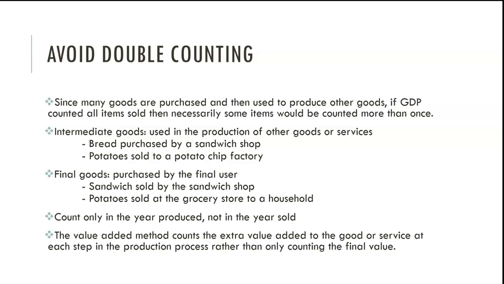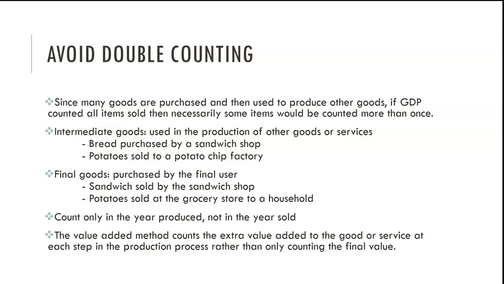The value added method could potentially count intermediate goods as well, and only includes the extra value added to a good or a service at each step in the production process, rather than counting only the final value. So if we were going to look at the sandwich when I purchased it, maybe I paid $10 for that sandwich, but in the value added method, we may only add $3 when I purchase it at the final step, because we've already included the price of the bread and the meat and the other things as they were purchased along the way in the process. Either way, whether you're doing final good method or value added method, you should come up with the same value.